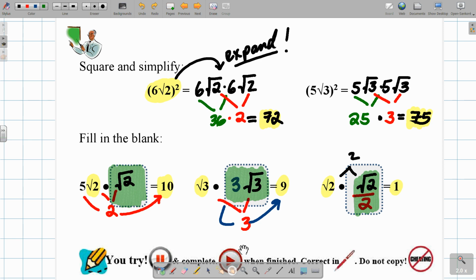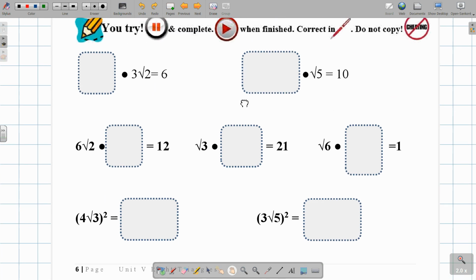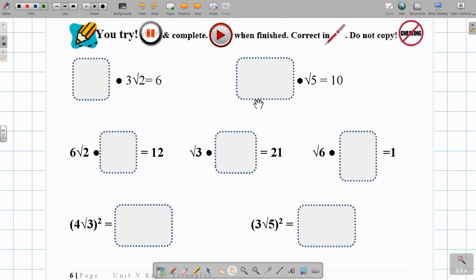Now, with these additional patterns, I'd like you to complete this section on your own. Pause the video, start when you're done, get a red pen in hand to correct. Pause.